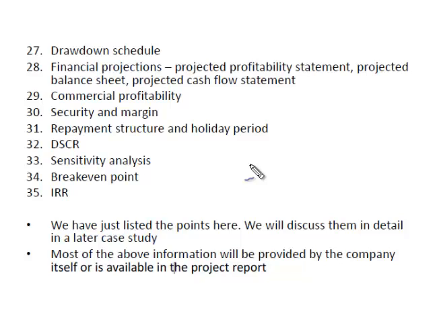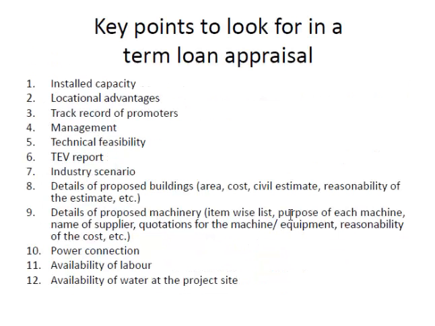But most of the information you have to understand is given by the company. The project report will be furnishing a lot of information. For example, all the initial points which were discussed, like the installed capacity, are available from the project report. The location advantages, the company will be telling why it has chosen this particular location. The promoter's profile will be given. The TEV report will be submitted.